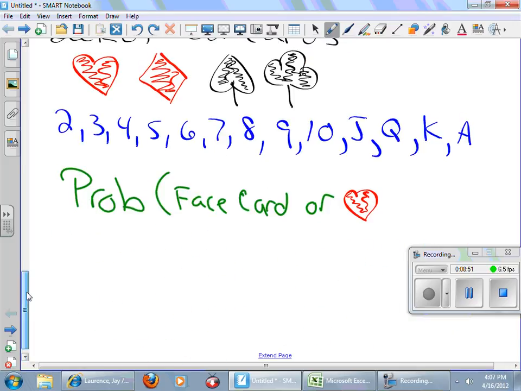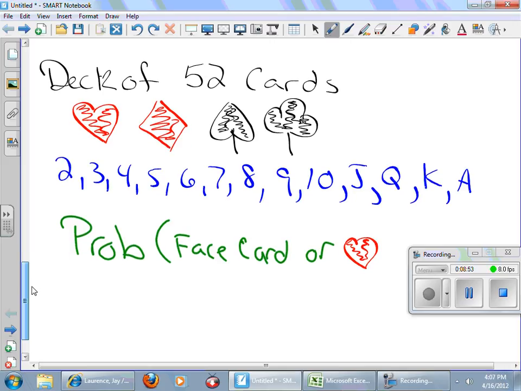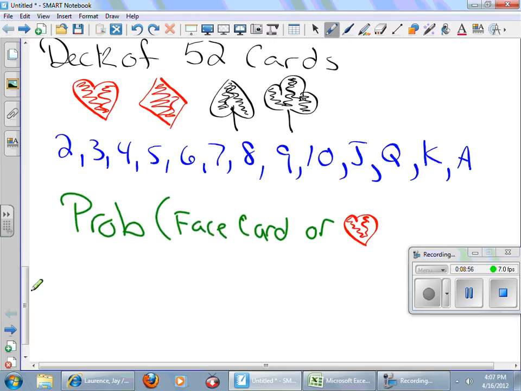Let's see. In a standard deck of 52 cards, there are 4 suits: hearts, diamonds, spades, and clubs, and each suit has 2, 3, 4, 5, 6, 7, 8, 9, 10, jack, queen, king, and ace. All right. I want to know the probability of getting a face card or of getting a heart.